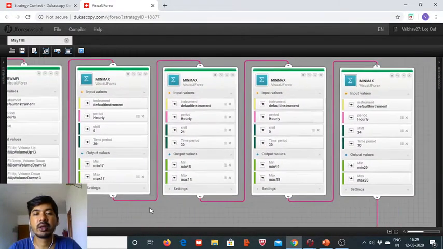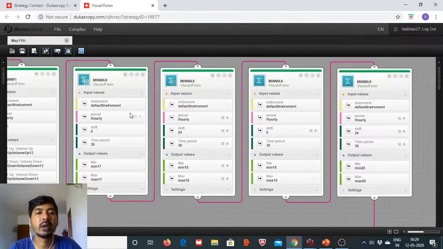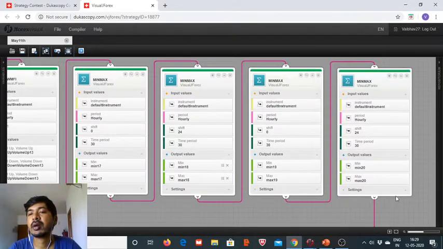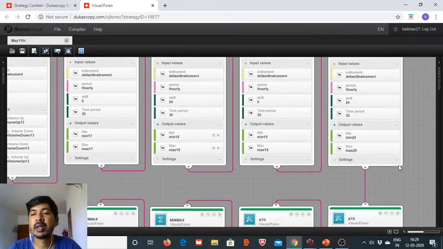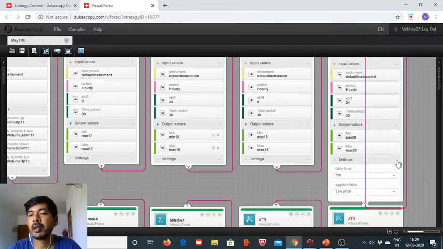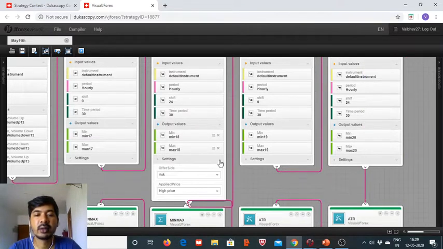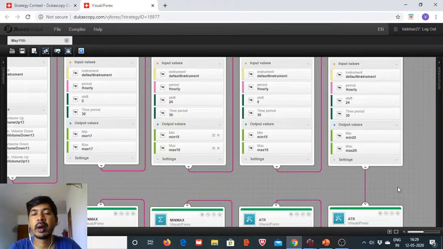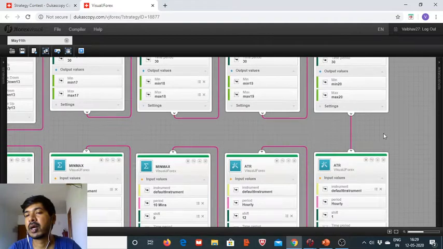Then we got these 4 min-max blocks defined for the hourly time frame, and as I said, the current value will be compared to the value 24 hours back, that is a day back. So here we have these different setups for the bid low price and the ask high price. Ask high price will help us determine the maxima, and the bid low price will be utilized for finding the minima.